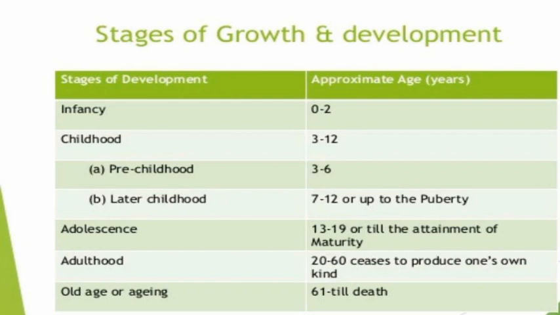Now we will see the stages of growth and development. Infancy is 0 to 2 years, childhood 3 to 12 years. In childhood, we have early childhood and later childhood. Adolescence is 13 to 19 years, and adulthood is 20 to 60 years. Old age, or aging, or later adulthood is seen from 61 until death.